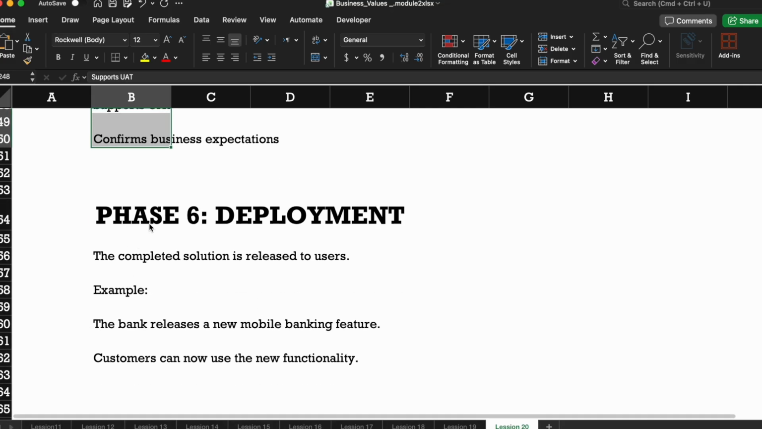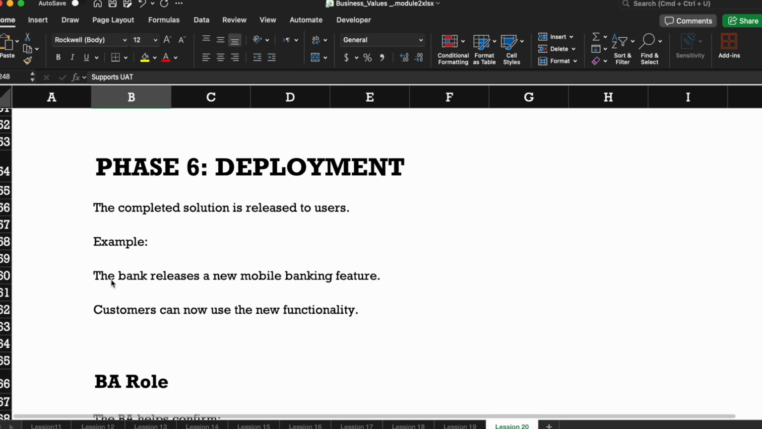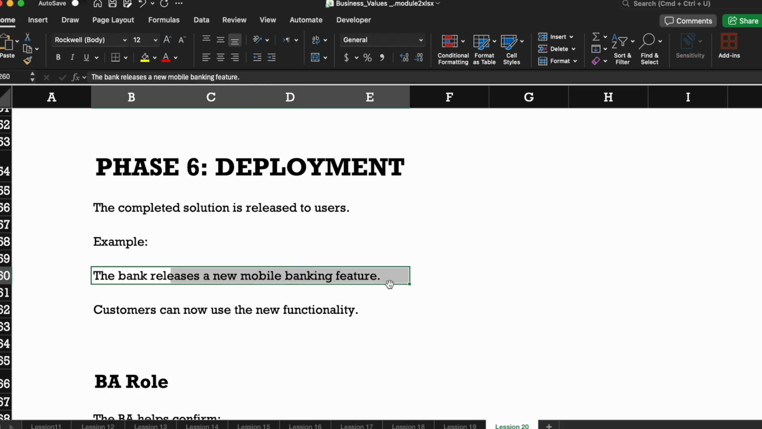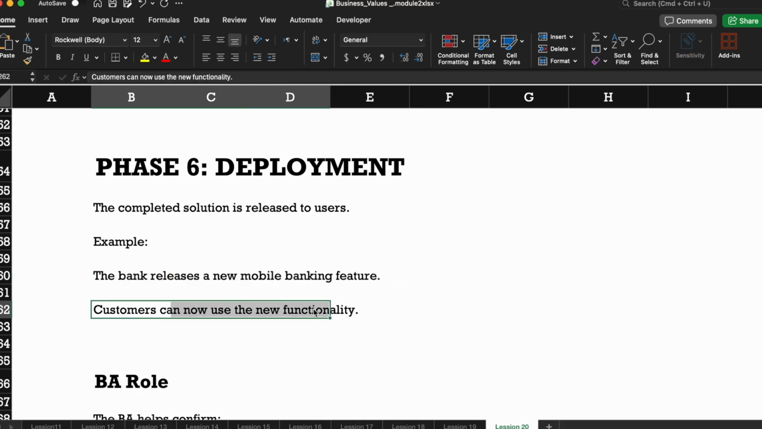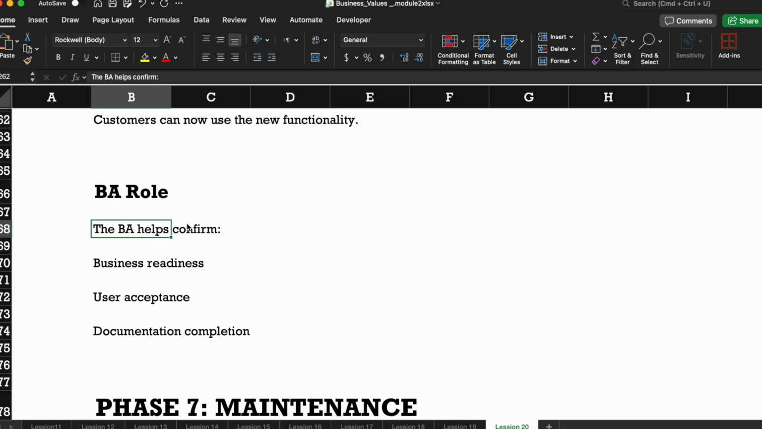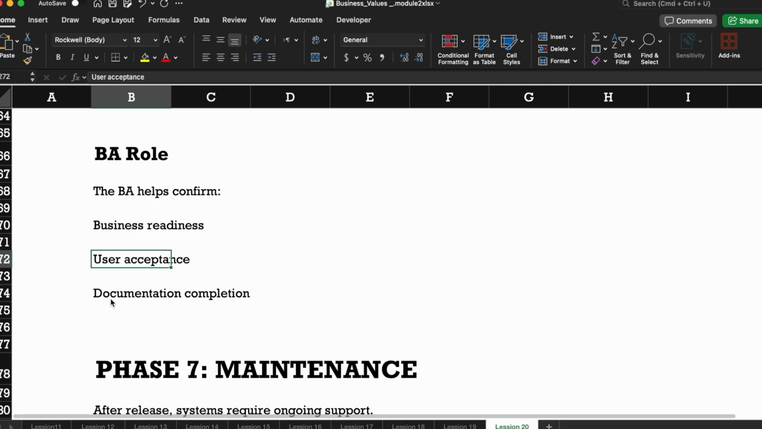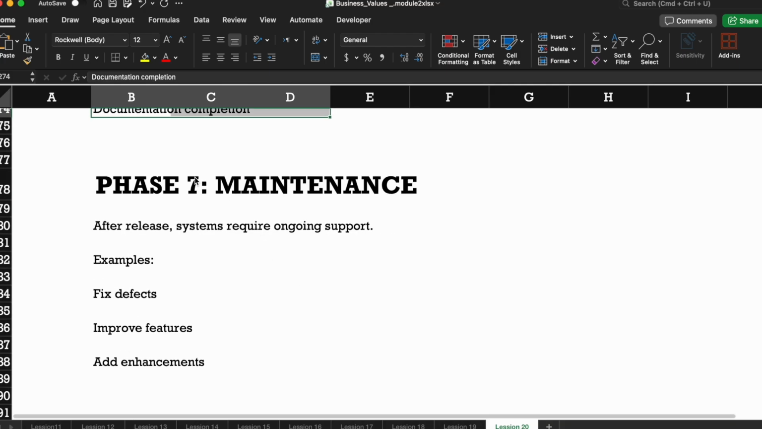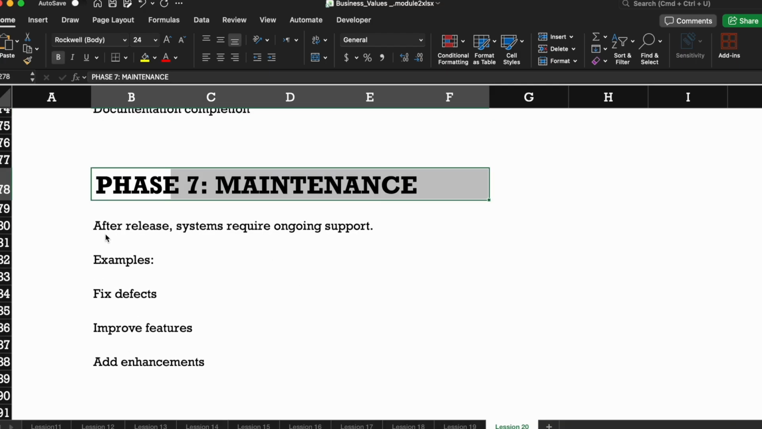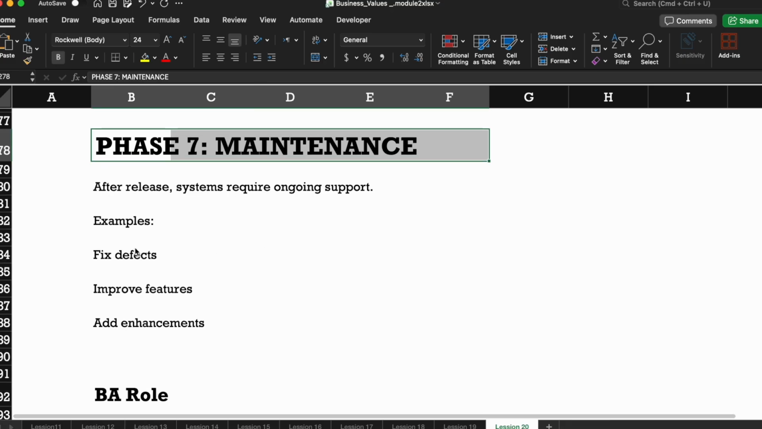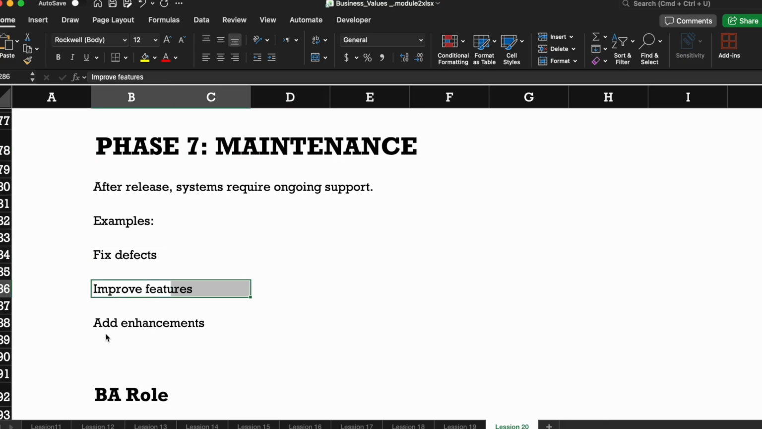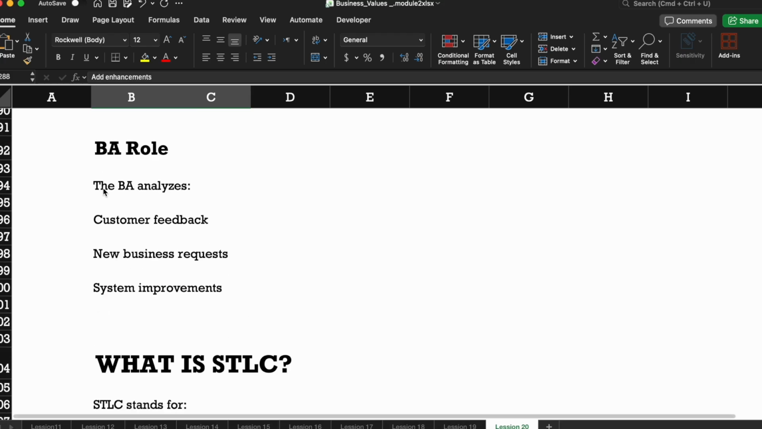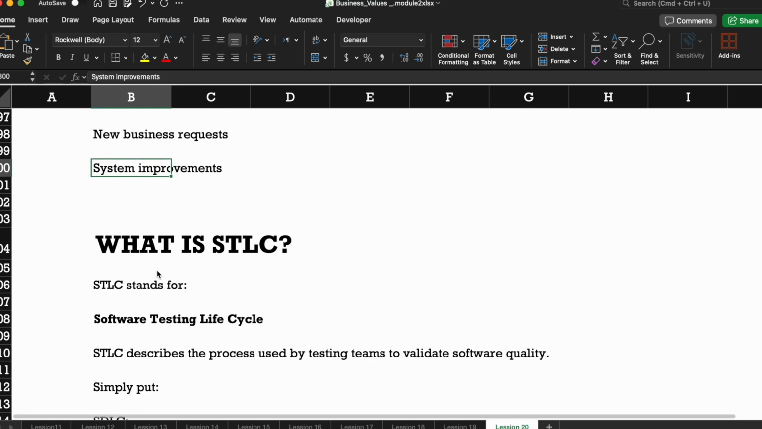Phase number 6, deployment. The completed solution is released to users. Example: the bank releases a new mobile banking feature. Customers can use the new functionality. So the BA role: the BA helps confirm business readiness, user acceptance, and documentation completion, right? Phase number 7, maintenance. After release, the system requires ongoing support. Example: fix defects, improve features, add enhancements. So the BA role: the BA analyzes customer feedback, new business requests, and system improvements.